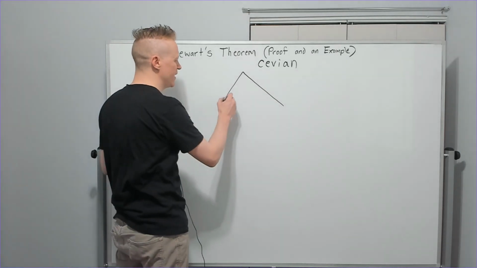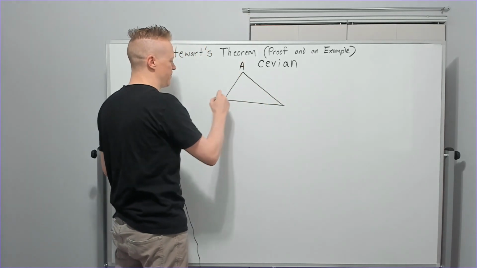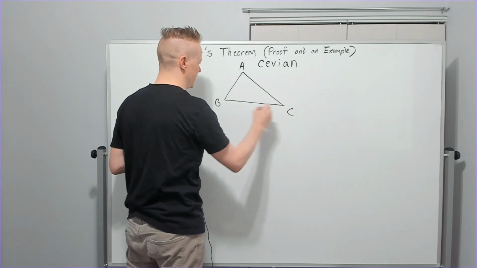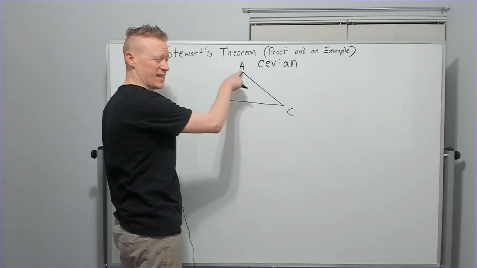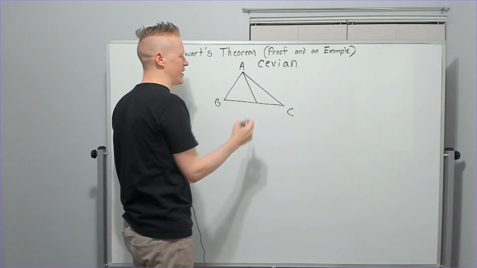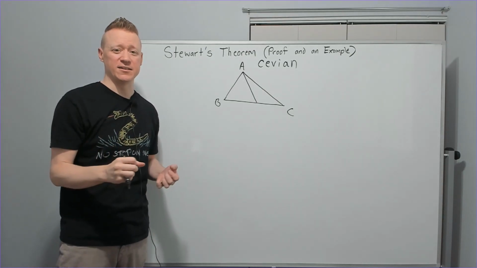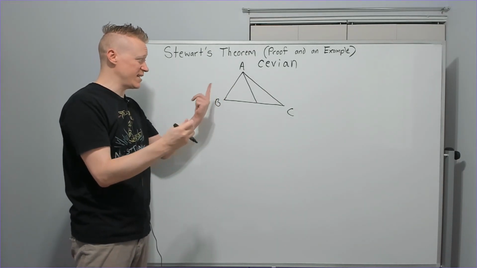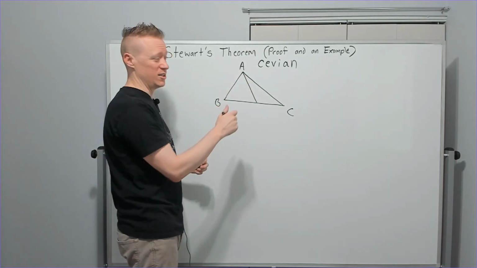Merriam-Webster online. You're just going to take a random triangle, and we're going to label it capital A, capital B, capital C. And you're going to need a random line from the vertex of one side to the other side. It can be anything. It could be an angle bisector, it could be an altitude, it could be none of those things. It could just be some kind of random line. That line is called the Cevian.